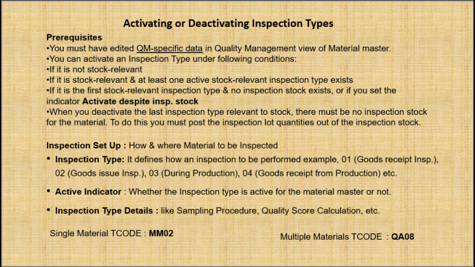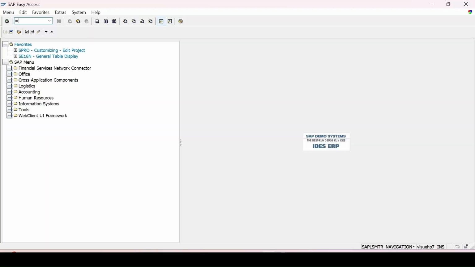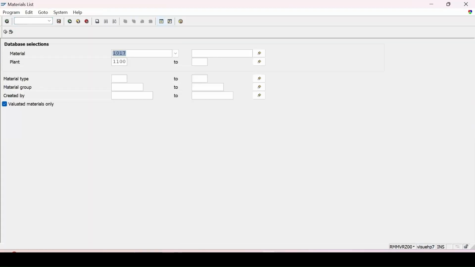If I want to do inspection on any material, then first of all, we need to activate the quality management view in the material on which we want to do the inspection. And then we specify what kind of inspection we want to do on that material. MM60 is the report which will give you the complete list of materials which are present.